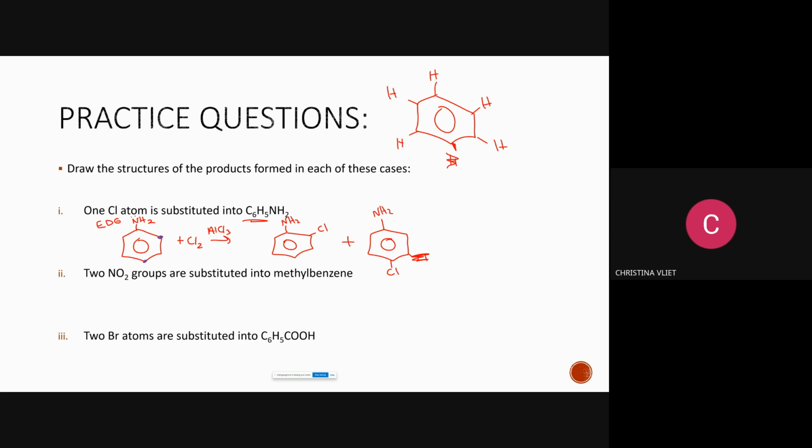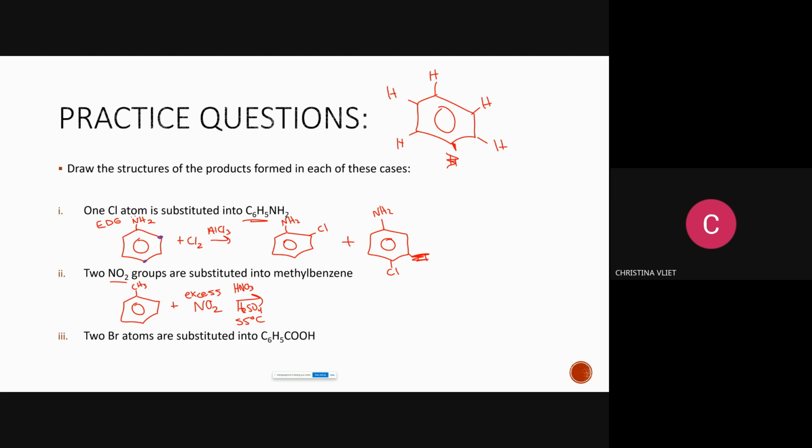You're working ahead. Okay, so 2 NO2 groups are substituted into methylbenzene, meaning they want you to add 2 NO2 groups on the same methylbenzene. So how would I do that? First of all, I would want to write that I have excess NO2, which is coming from HNO3, H2SO4, just to remember our conditions. I'm writing the conditions because if you rewrite them, it's going to help you remember them. So you should write the conditions as you're practicing.